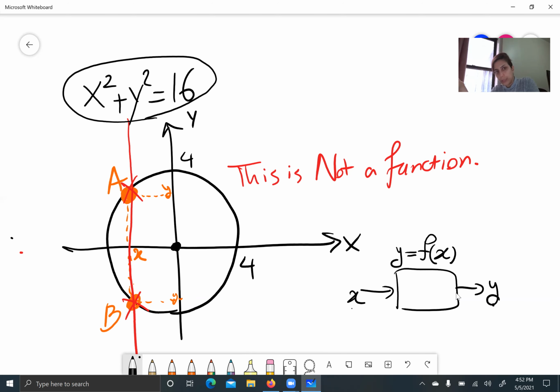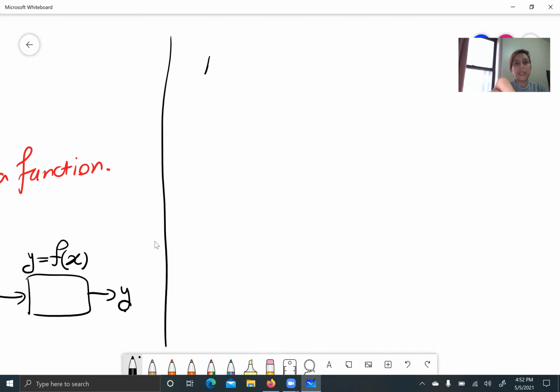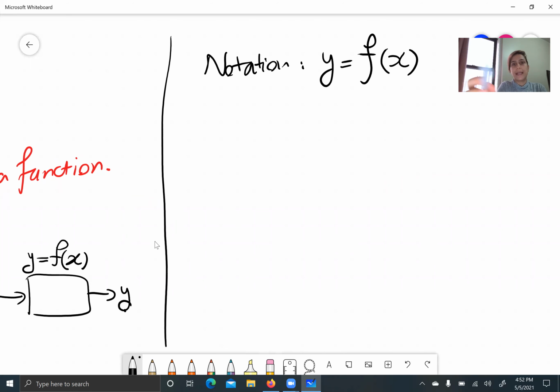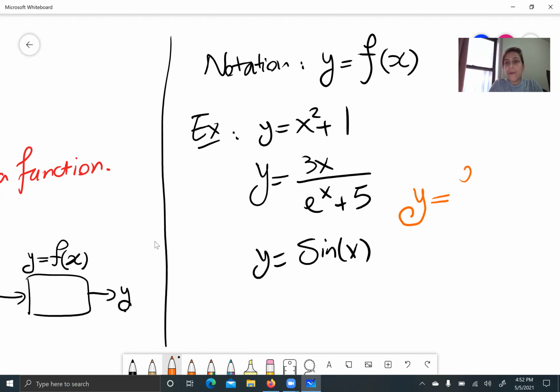We say that y, the output, is f of x. For functions, you already know that. We say y equals a formula based on x. For example, y equals x squared plus 1. That's a function. y equals 3x over e to the x plus 5. That's a function. y equals sine of x. That's a function. So oftentimes, when you have a function, if you represent the output value as y, then we are able to write y equals a function of x.